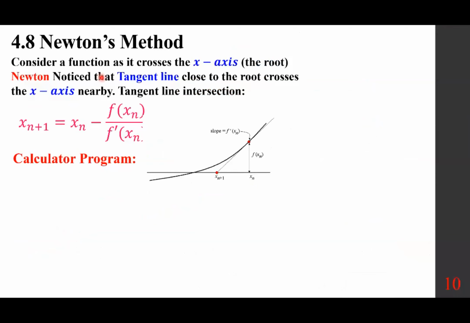So again, just to repeat that, consider a function as it crosses the x-axis, the root. Newton notices the tangent line close to the root crosses the x-axis nearby, the tangent line intersection. So x sub n plus 1 is x sub n minus f of x sub n over f prime of x sub n. So that's what we have here, everybody.